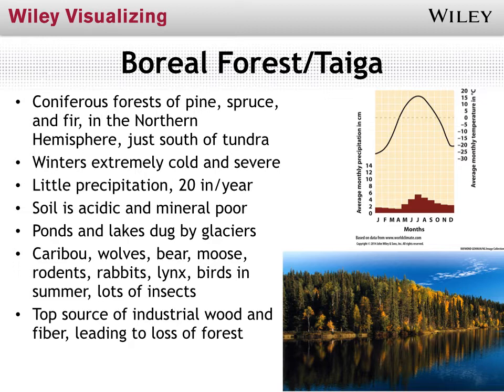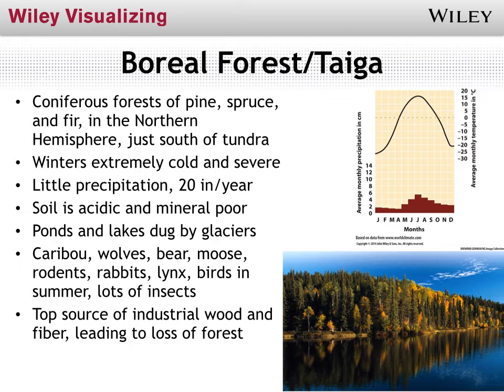The next lower in latitude and in elevation is the boreal forest, or taiga, as it's referred to in Europe. This is a forest dominated by conifer trees like pines, spruces, and firs, just below the tundra as you move south or north from the poles. Again, very cold winters, as you can see by the graph, and relatively small amounts of precipitation per year, 20 inches or so on average.